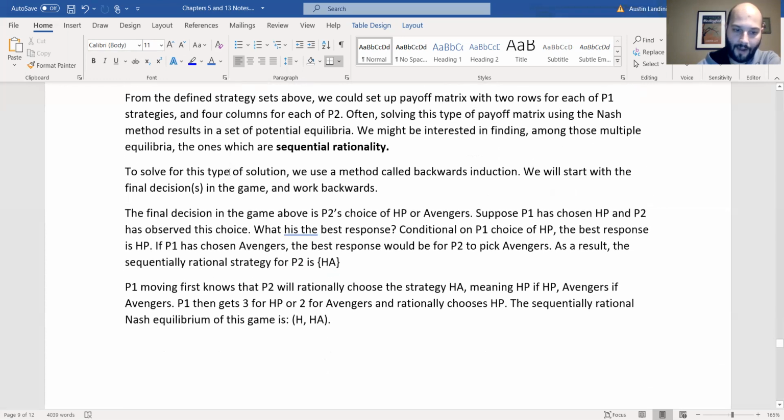So we can write out the sequentially rational Nash equilibrium of this game as H for player 1, or player 1 choosing Harry Potter, player 2 choosing Harry Potter if player 1 chose Harry Potter, but they would have chosen Avengers if player 1 had chosen Avengers.